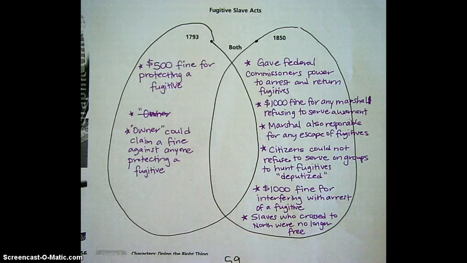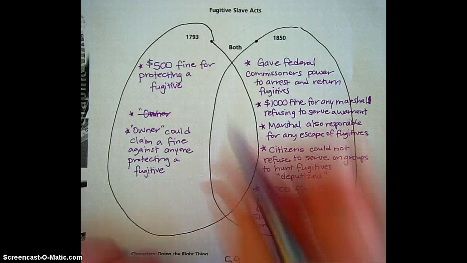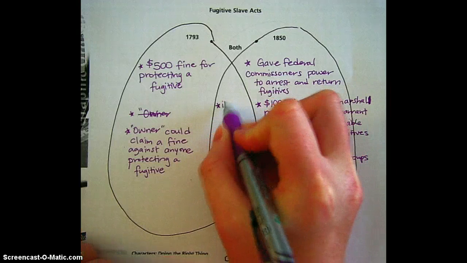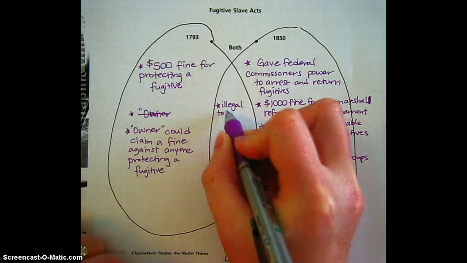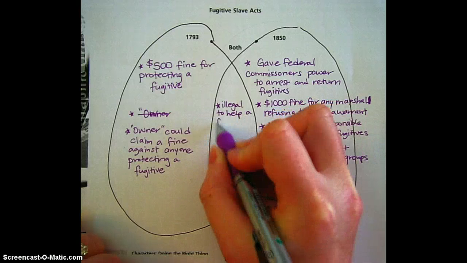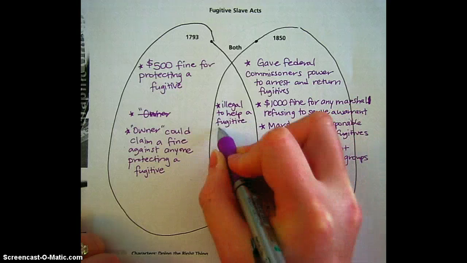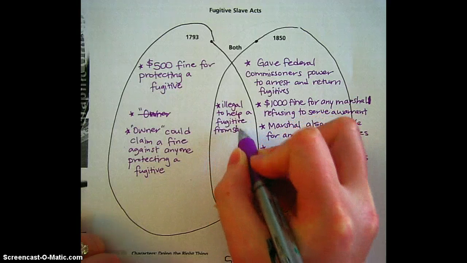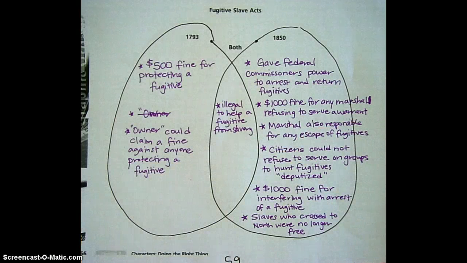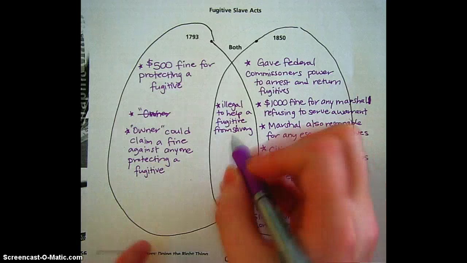The Fugitive Slave Acts, though, did have some things in common. I'm going to write a couple things here. First, it was illegal to help a fugitive from slavery. So what Harriet Tubman did and many others when they went down to the plantations and helped people sneak out and sneak up to the north and into Canada. Also the conductors on the railroad, also the station masters, the people that housed the slaves at their house, that was illegal, what they were doing.